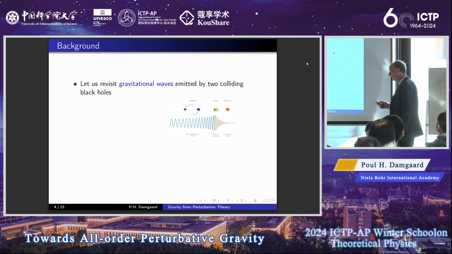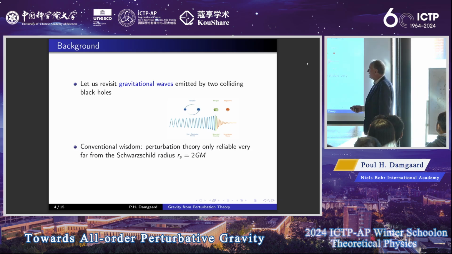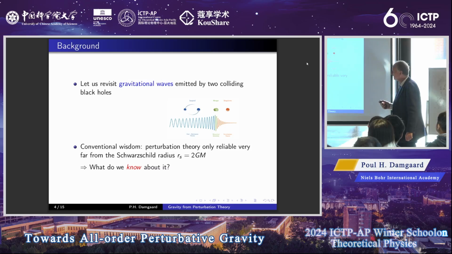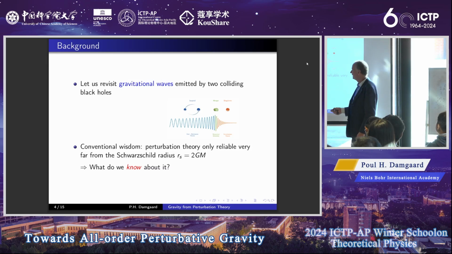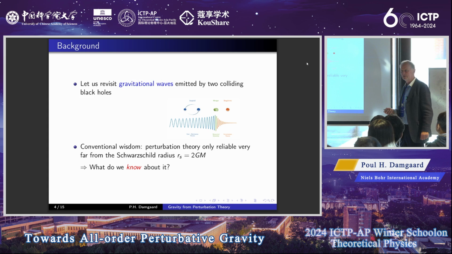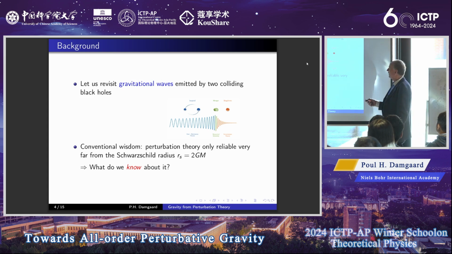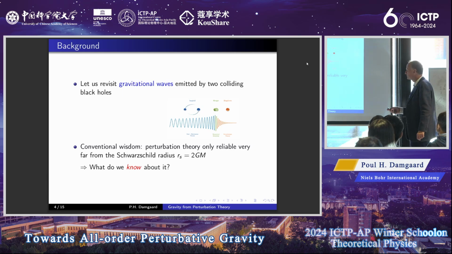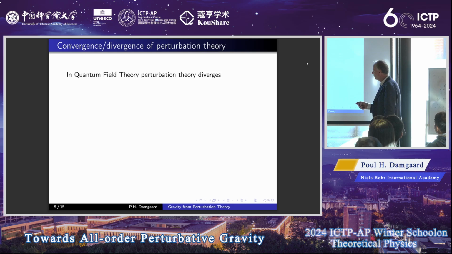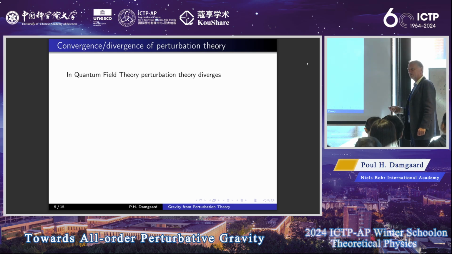But I have a kind of optimistic message today. Like I said, conventional wisdom is you should stay very far away from the Schwarzschild radius. But basically I want to rethink a little bit with you what we actually know about this. Why are we so scared about using perturbation theory further in? Are we really just stepping on our own shoes, and not moving forward because of this belief that we cannot do better in perturbation theory?